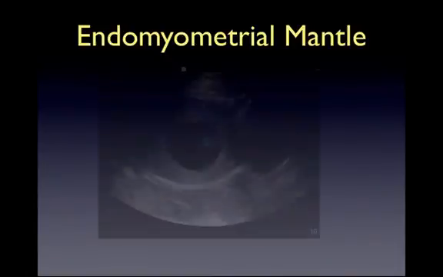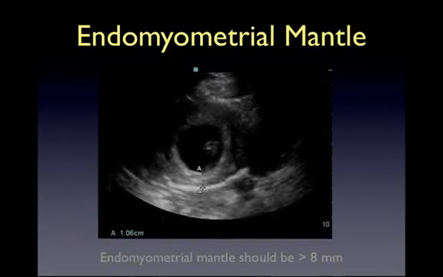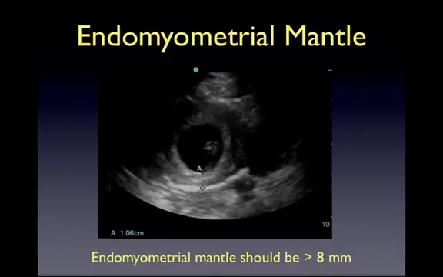When an IUP is identified, the endomyometrial mantle should be measured as the full thickness of both the endometrium and myometrium combined. An endomyometrial mantle thickness of greater than or equal to 8 millimeters is considered normal and minimizes the risk of an interstitial or cornual ectopic pregnancy. An EMM of less than 8 millimeters warrants close follow-up with OB/GYN.